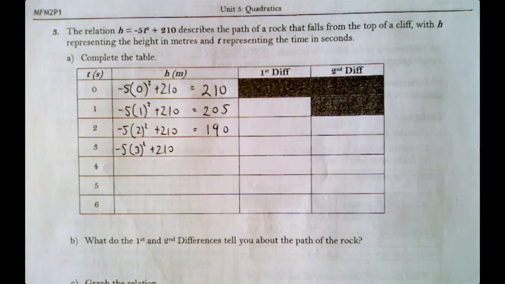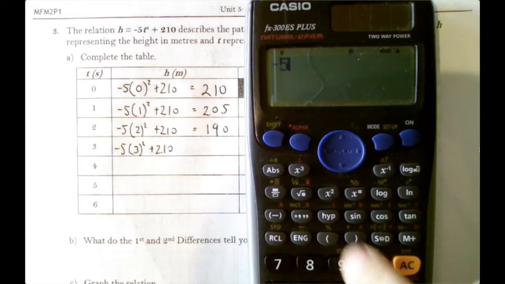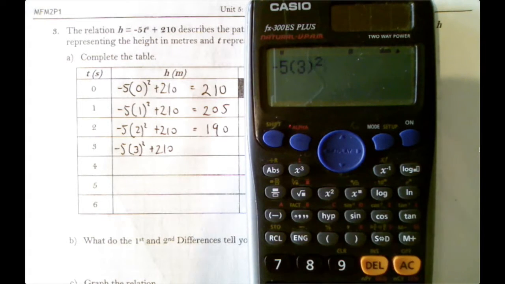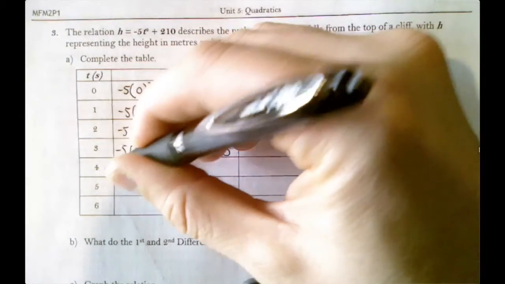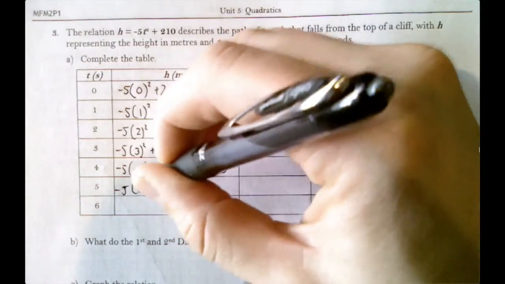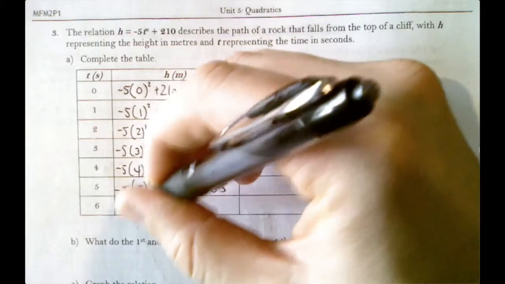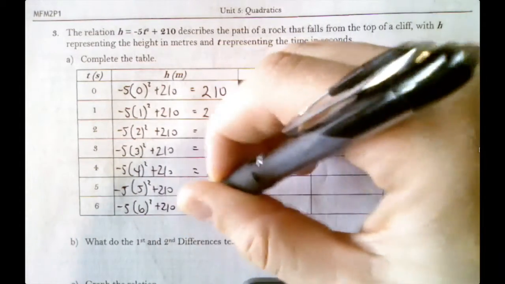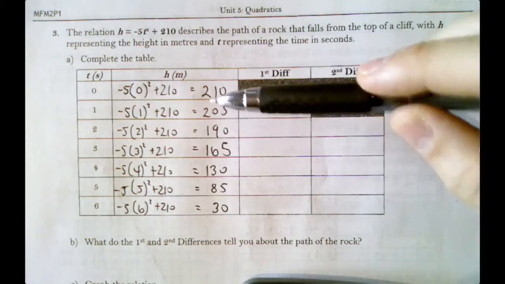If we use 3, let's show this one just to make sure we're typing it in right. We get negative 5 bracket 3 squared plus 210. It's 165. And if we keep going, plug in 4, we should get 130. Plug in 5, we should get 85. And plug in 6, we get 30. All right, these are all of our y's, or all of our heights.